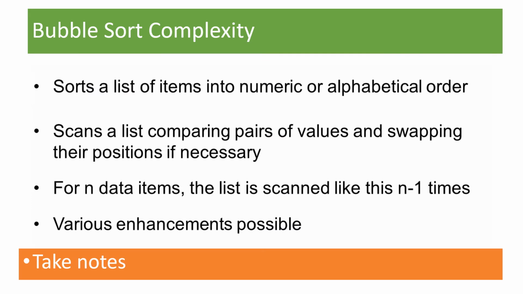Find your page about bubble sorts and then add to your notes and make sure you've got this data. A bubble sort sorts a list of items into numeric or alphabetical order. It scans the list and the pairs of values, swapping their positions if necessary. For n data items, the list is scanned n-1 times. And there are actually various enhancements possible.